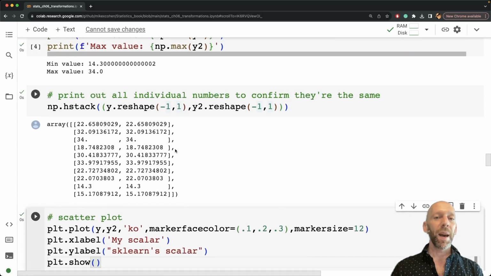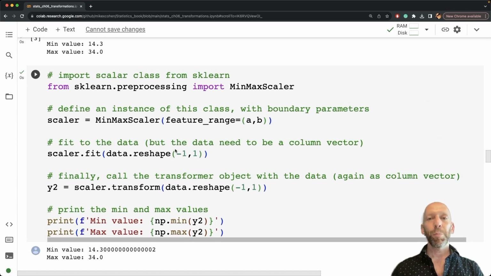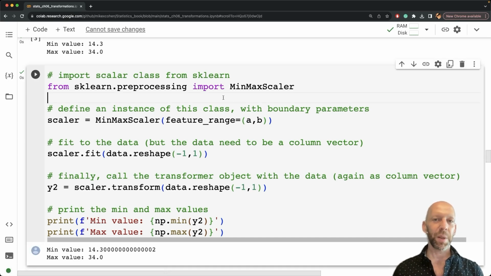Now, this is an interesting discussion of when you should use built-in functions that are supplied by professionally developed toolboxes like scikit-learn versus when you should write your own functions like what I just did earlier. To some extent, it's up to you. There are arguments for doing it both ways.